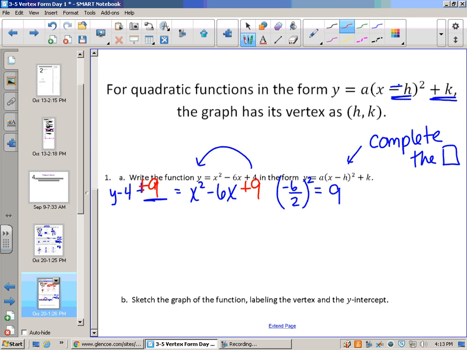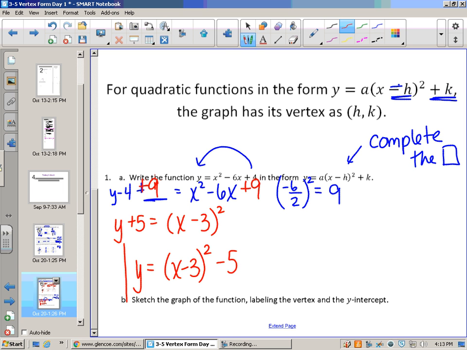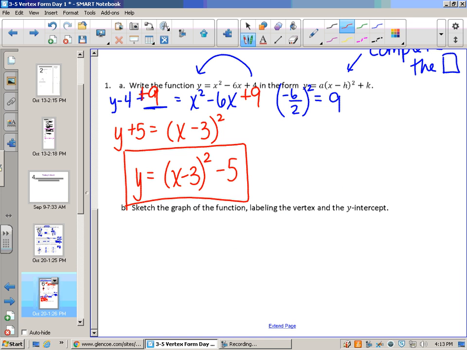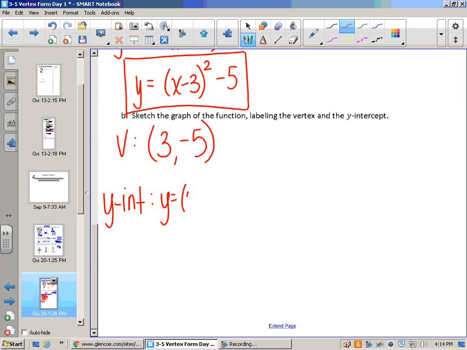So then when I actually complete the square, here I have y plus 5 equals x minus 3 squared. And if I subtract 5 from both sides, I have y equals x minus 3 squared minus 5. And so that is vertex form. So now I know that my vertex is going to be 3 comma negative 5. I can find my y-intercept by plugging in x equals 0. So if I plug in x equals 0, I get y equals 0 minus 3 squared minus 5. So negative 3 squared is 9. 9 minus 5 tells me my y-intercept is 4.